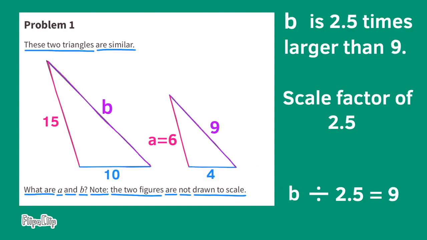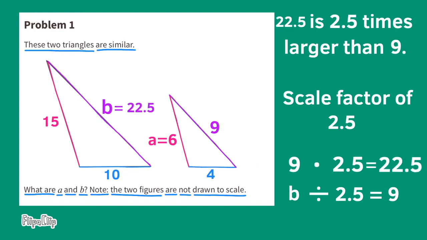Side length B divided by the scale factor 2 5/10 equals 9. I can find the value for B by multiplying 9 times the scale factor 2 5/10. The missing side length for B is 22 5/10.